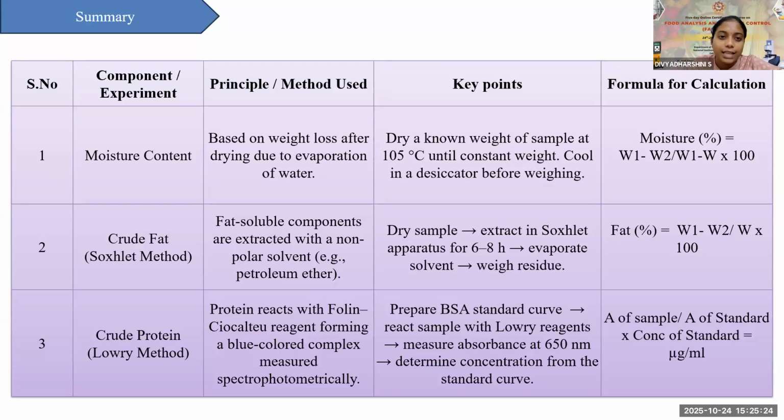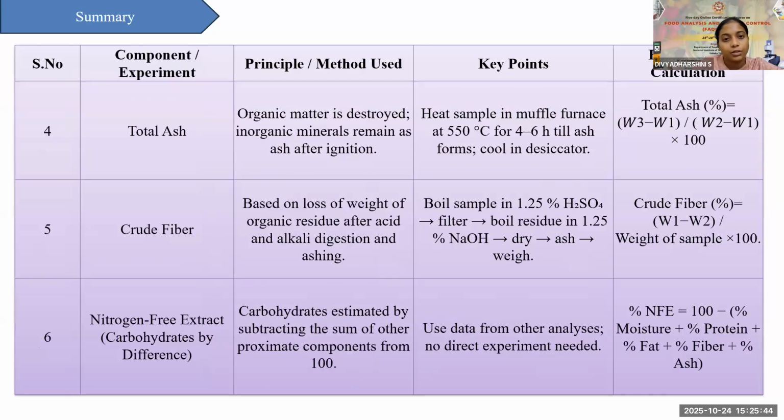Then crude protein, which uses FC reagent forming a complex, a blue colored complex, which is measured spectrophotometrically. Here the protein content will vary depending upon the concentration and the dilution factor, so make sure we are multiplying using the dilution factor formula. Then total ash, the inorganic matter residue. Once all the volatile matter is evaporated, non-volatile matter residues are calculated as total ash in the muffle furnace at 550 degrees Celsius for 4 to 6 hours.